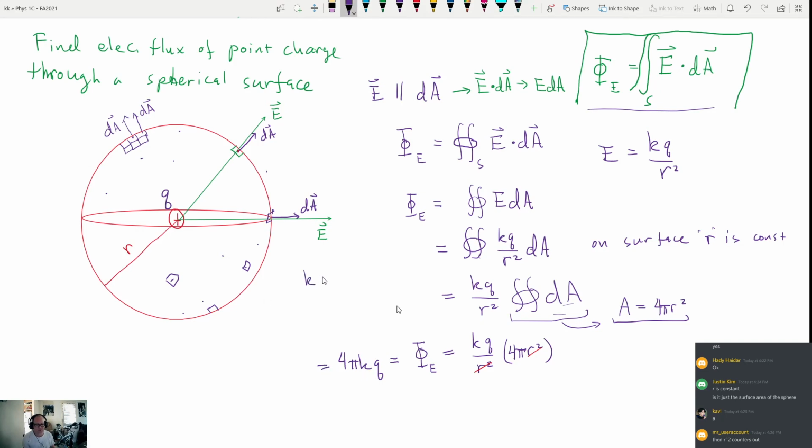Now, something else to remind you is that k is also equal to 1 over 4 pi epsilon naught, which means that 4 pi times k is equal to 1 over epsilon naught. So normally the way this is written is Q divided by epsilon naught, and this is what Gauss's law states. This is basically Gauss's law.